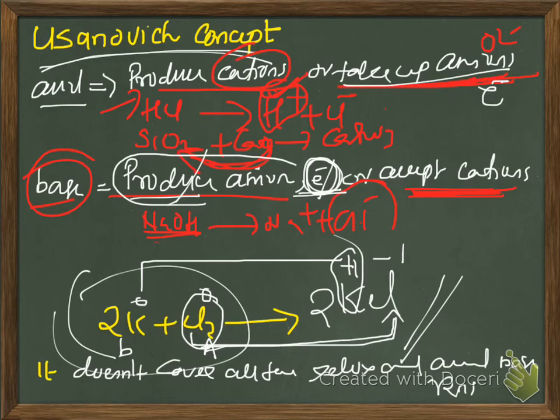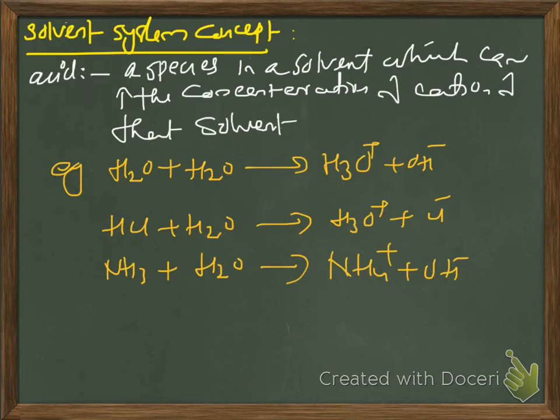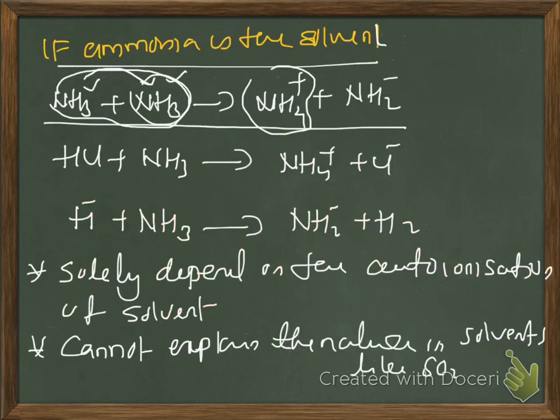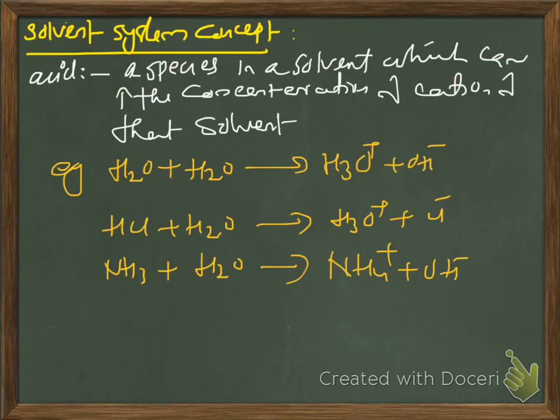We have one more concept, the solvent system concept. Here, what is an acid? A species in a solvent which can increase the concentration of the cation of that solvent.